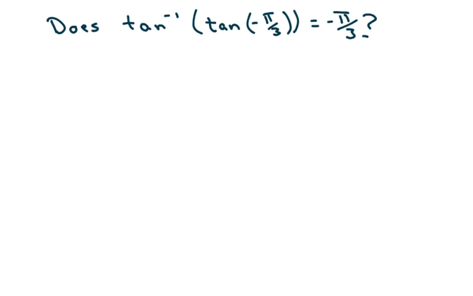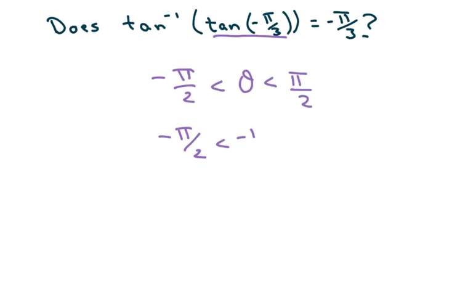And tangent. Okay, tangent for our inner function, we're in between negative pi over 2, but it can't equal it, and pi over 2. It's almost like sine, but it can't equal it. So is negative pi over 3 in between pi over 2 and negative pi over 2? And it is, so this is true.